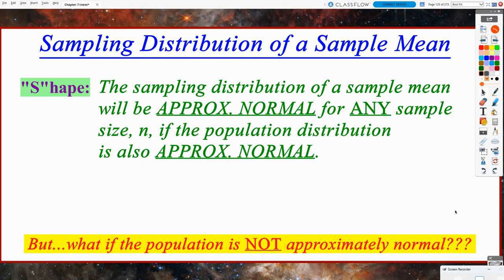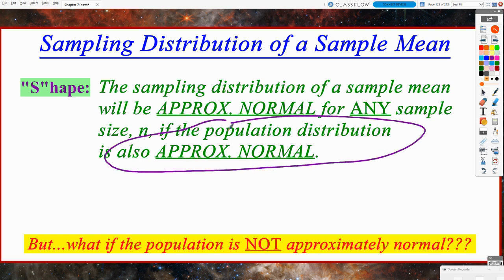So we learned that the shape of the sampling distribution of a sample mean will be approximately normal for any sample size if the population distribution is also approximately normal. Now, you might be wondering, how am I going to know if the population distribution is approximately normal? The problem is going to have to tell you that information. There is no way that you would be able to just automatically assume that the population distribution is approximately normal. So this has to be told to you in the problem.